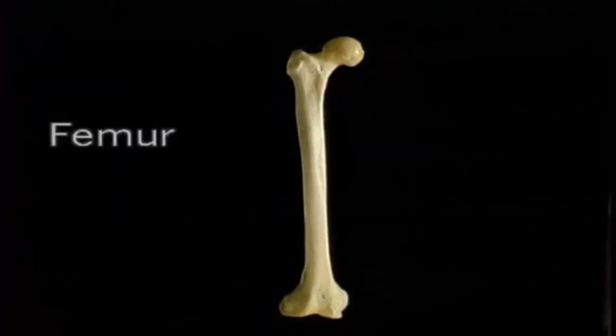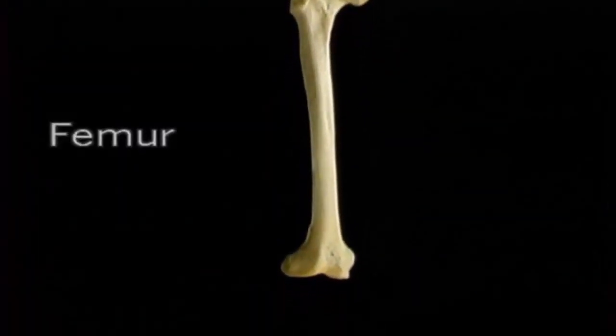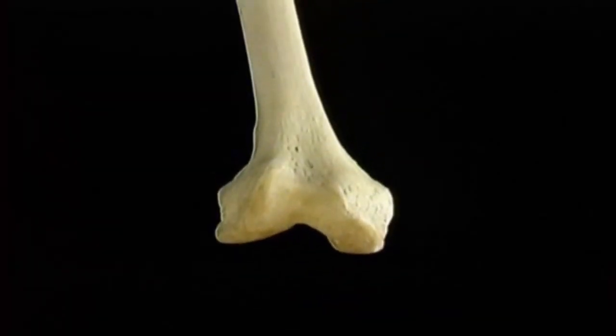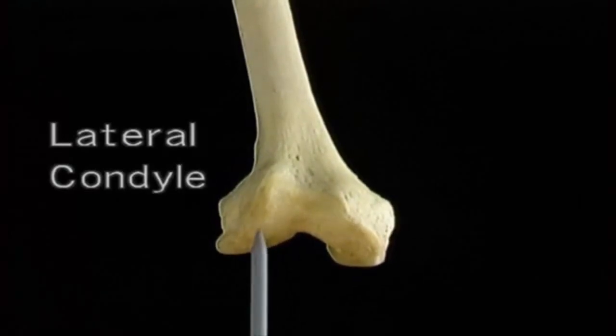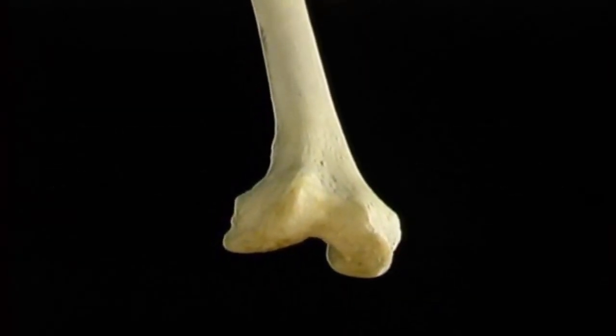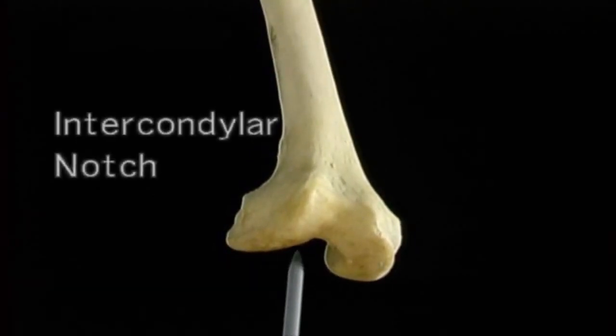Let's see the bones, starting with the femur. We saw the proximal end of the femur in the last section. Now let's look at the distal end. The two smoothly curved surfaces are the lateral condyle and the medial condyle. The deep notch which separates them is the intercondylar notch.